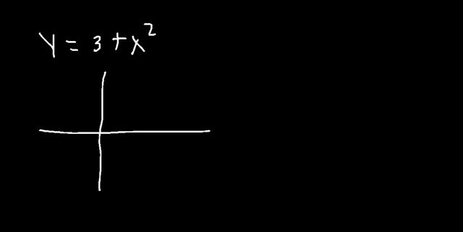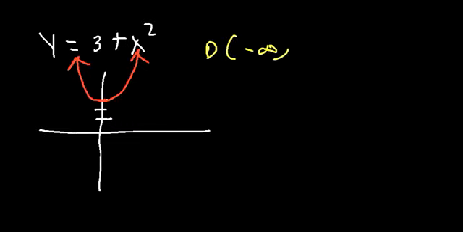Now the next one that we considered was a quadratic function. Let's say if you have 3 plus x squared. The graph is going to start at 3 and it's going to open upward. It's been shifted 3 units up. So the domain for any quadratic function, x could be anything. It's always going to be negative infinity to infinity. However, the range will change. Notice that the lowest y value is 3, but it goes up to infinity. So the range is from 3 to infinity.